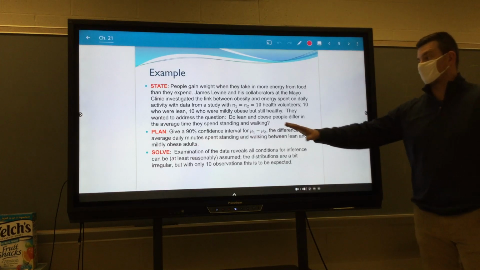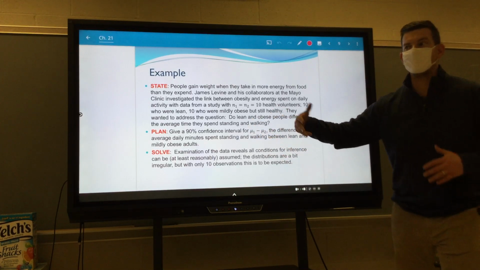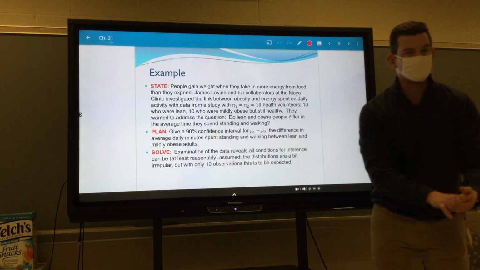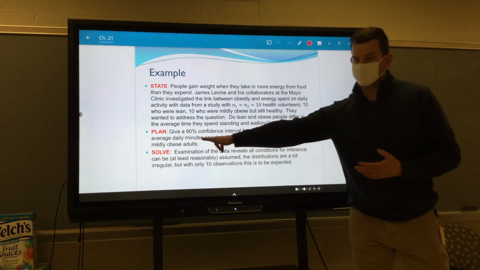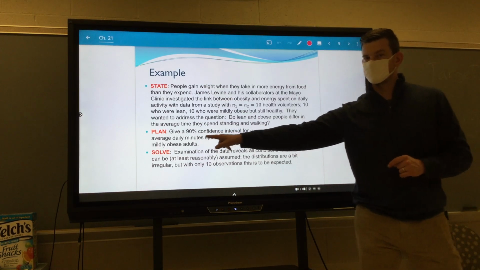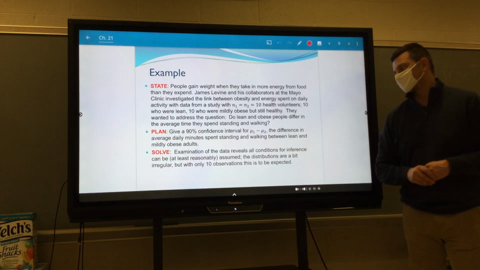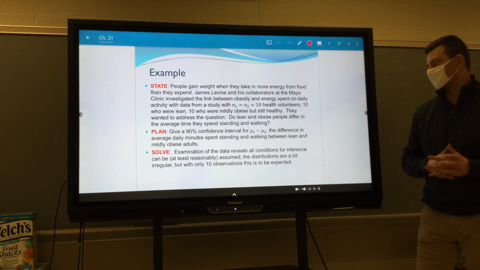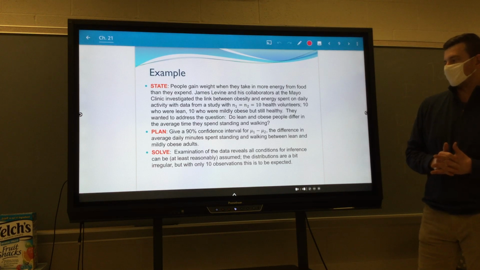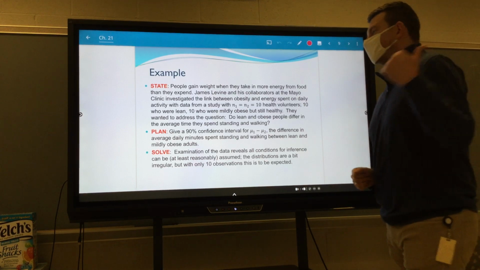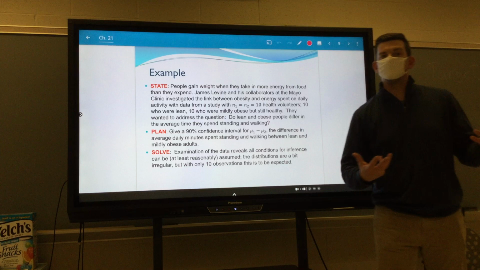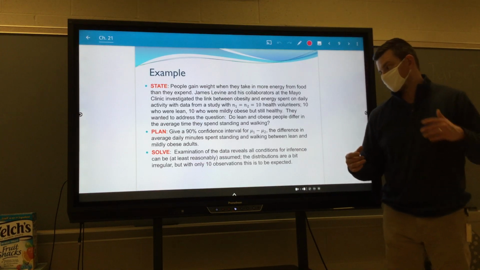And you're trying to see if there's a significant difference in the activity levels between the lean people and the obese people. So we are going to use a 90% confidence interval, a little different than what we're usually using. 90% confidence interval for mu1 minus mu2, the difference in average daily minutes spent standing and walking between lean and mildly obese adults. Now, we want to verify that we're allowed to use these procedures with our conditions.